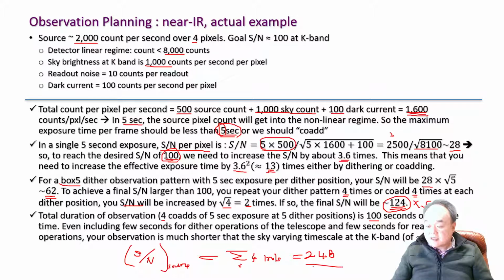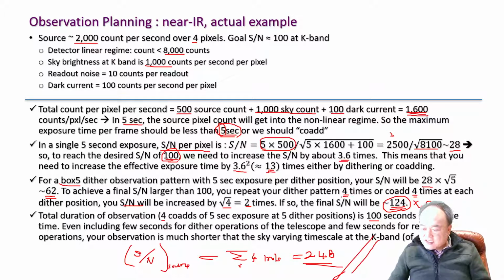But that means this is a little too long. So what I would do at the end for the choice is either repeat the data pattern 2 times, or the coadd per data position is only 2 with the frame time of 5. Then your final signal to noise ratio of the source will be 128. Okay.